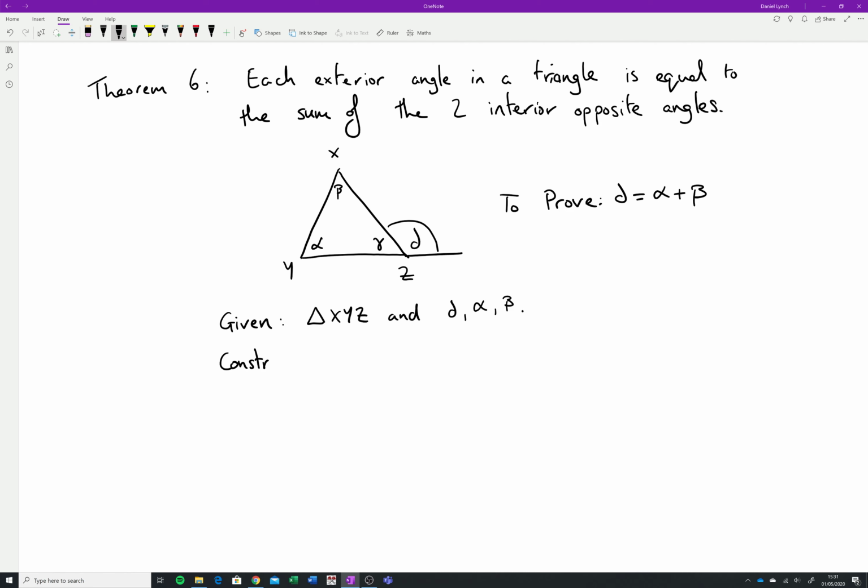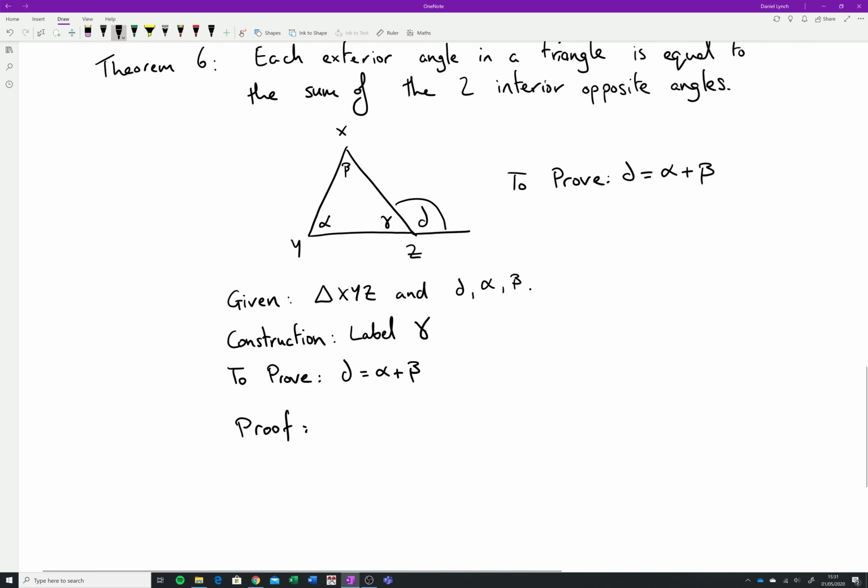Construction is anything that wasn't mentioned. The construction is that they never mentioned gamma. So just to construct it, we label gamma. Okay, to prove, I already wrote that up there, but we'll write it here to keep it nice. Delta is equal to alpha plus beta, that's what we want to do. Okay, the proof. Again, try and pause the video, try and come up with this as you go along, or pause me at the relevant point to see, can you come up with the plan that I'm about to do here?